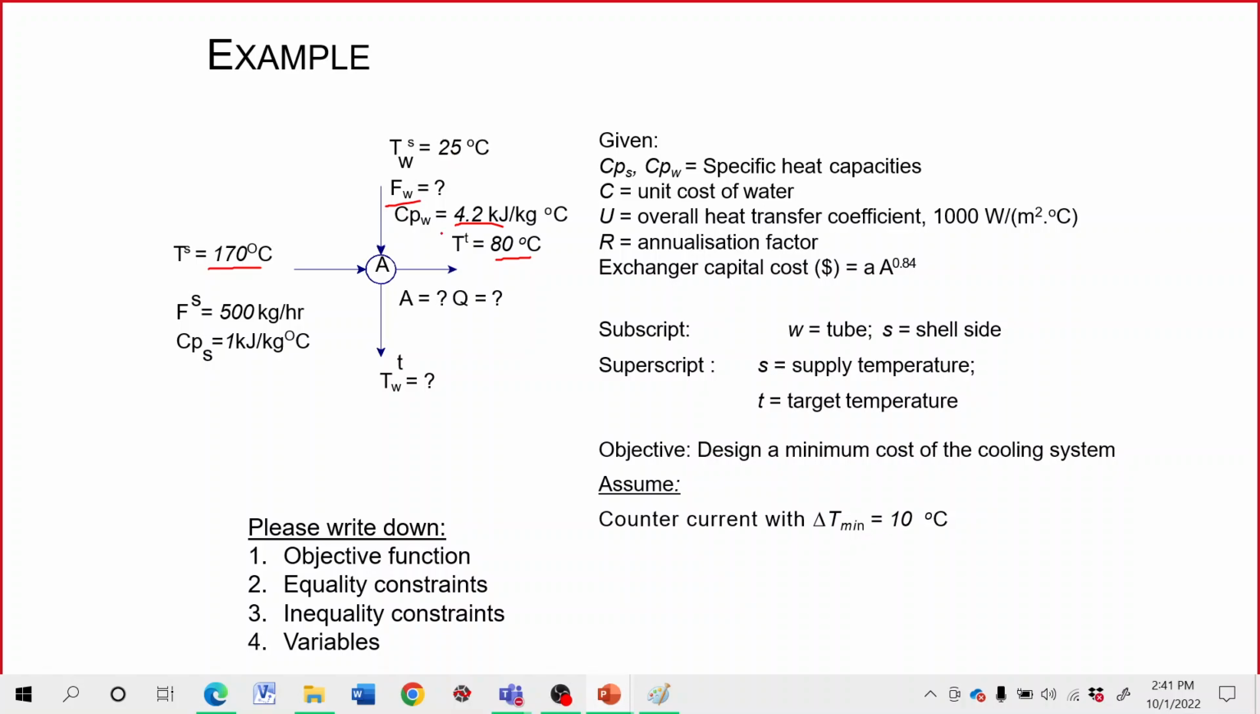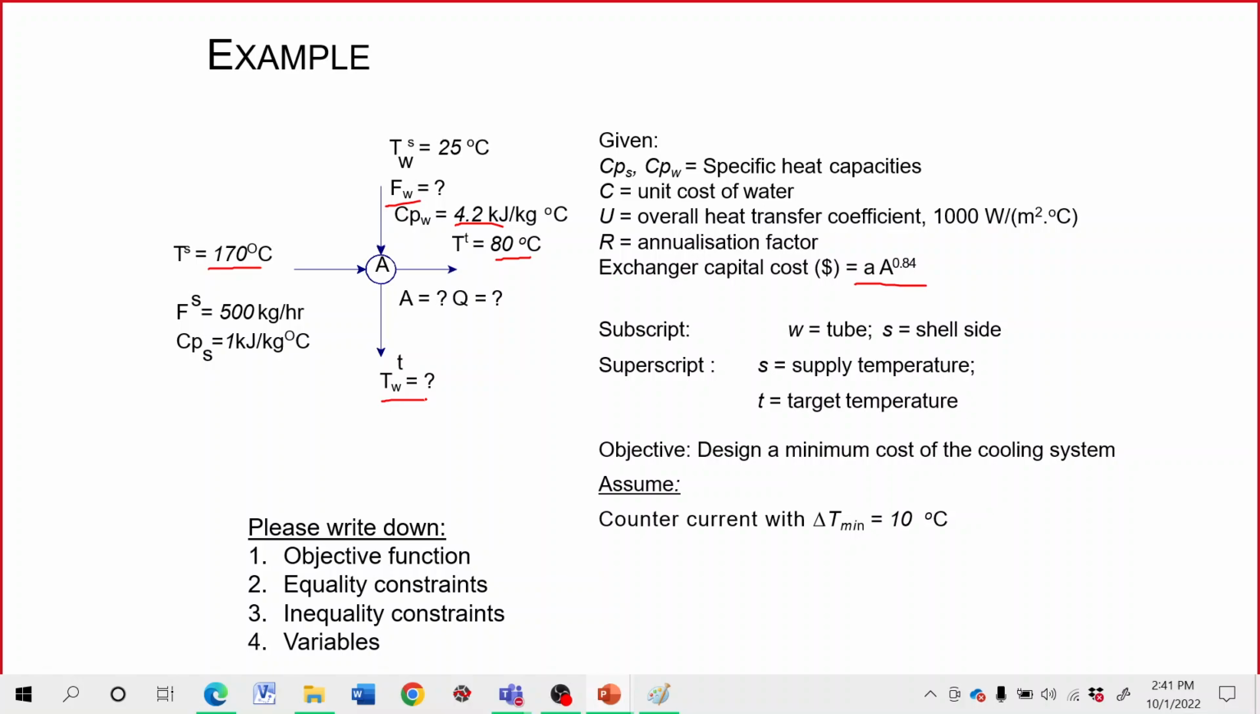So the question is, if we know the cost of this heat exchanger, which is a constant A times the area of the heat exchanger to the power of 0.84, and the overall heat transfer coefficient of 1000 watt per square meter degree C, what would be the optimum size of the exchanger, what would be the cost, and what would be the outlet temperature of the water?